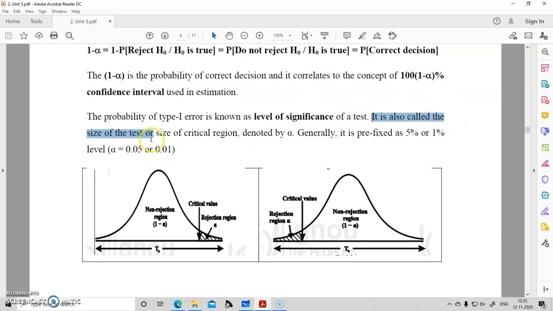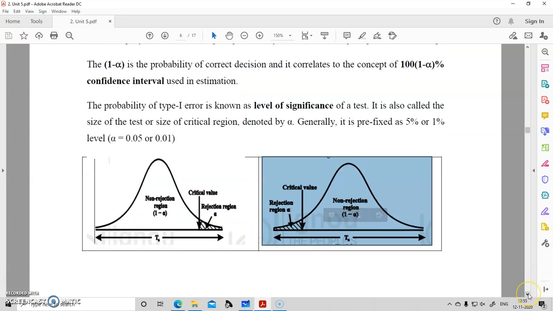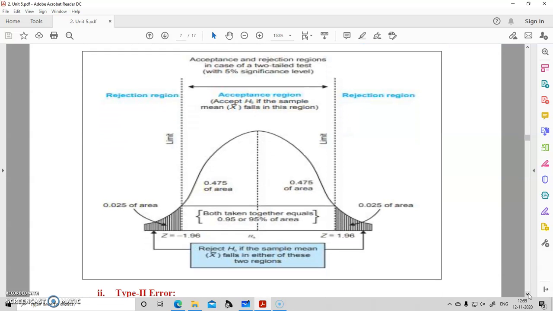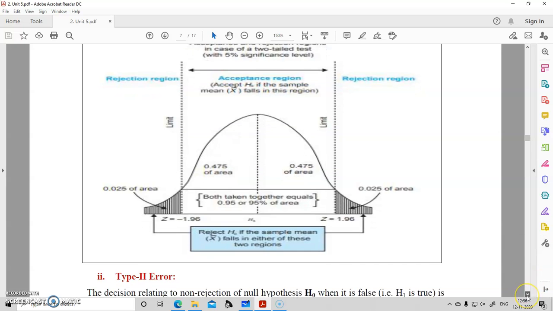It is also called the size of the test or size of the critical region, denoted by alpha. Generally, it is prefixed at 5% or 1%. In most cases, especially in education, we fix it as 5% or 1%. So you have seen that the critical value, the rejection region, is on one side. The critical region is one side. In this other figure, that is also a rejection region, a single tail test. This is a right side single tail test, and this is a left side single tail test. And two tail, both the sides, maybe left or right, both sides are included. This is known as the two-tailed test.